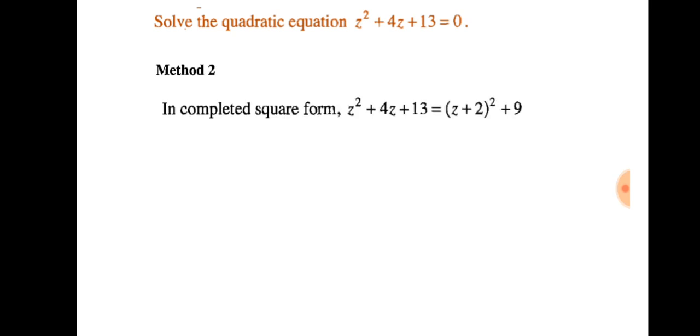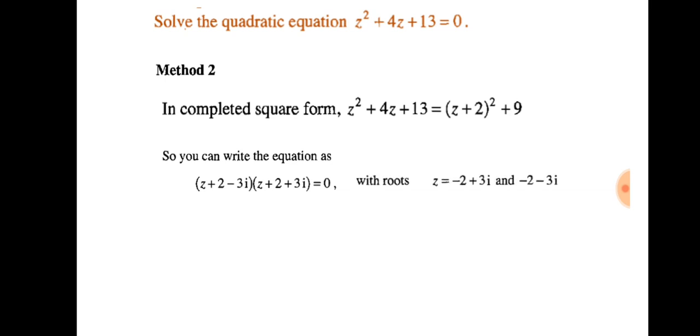Another method is writing the given quadratic equation in completed square form as z plus 2 whole square plus 9. We can write it as z plus 2 minus 3i times z plus 2 plus 3i equal to 0, and it has roots z equal to minus 2 plus 3i and minus 2 minus 3i.